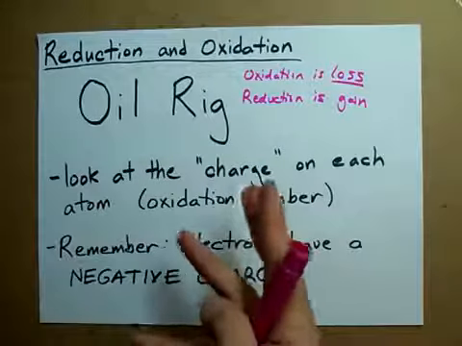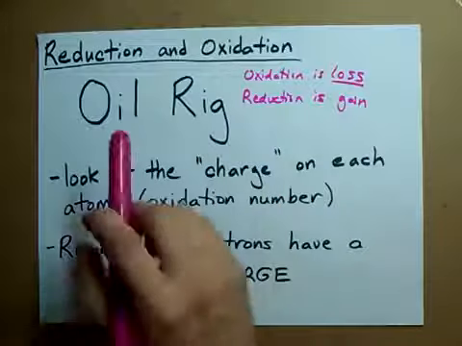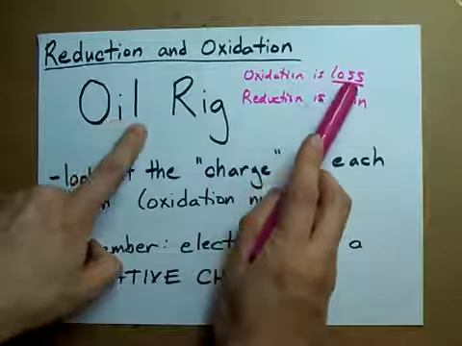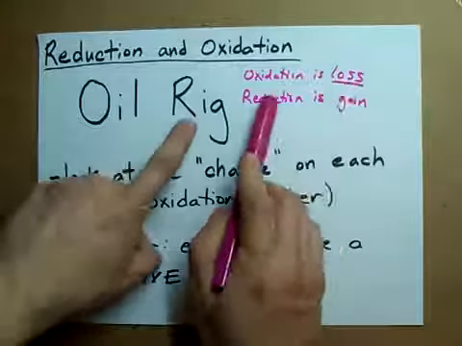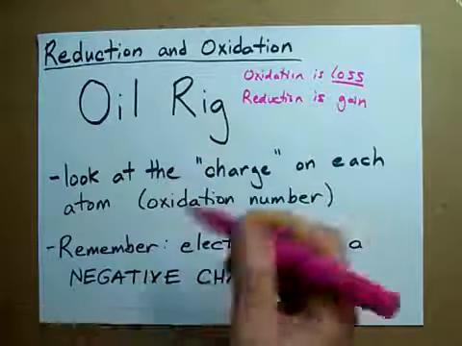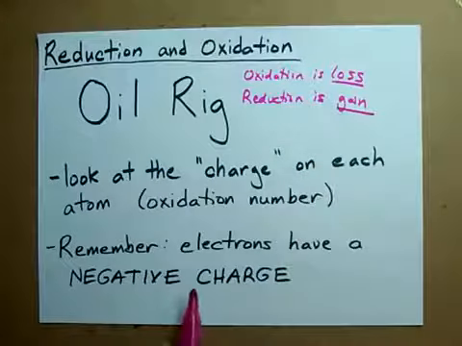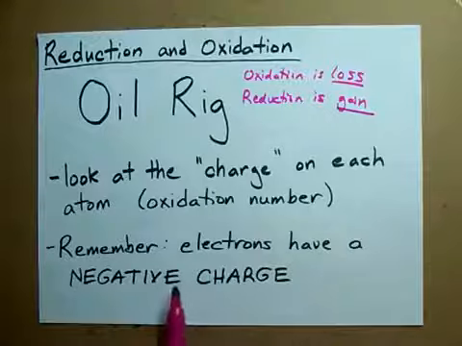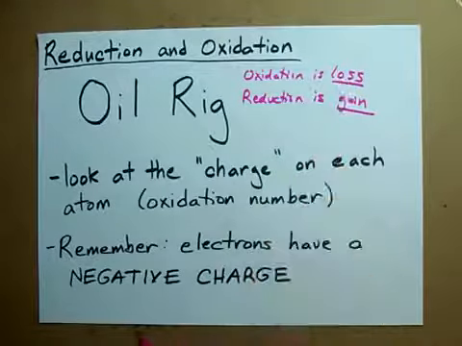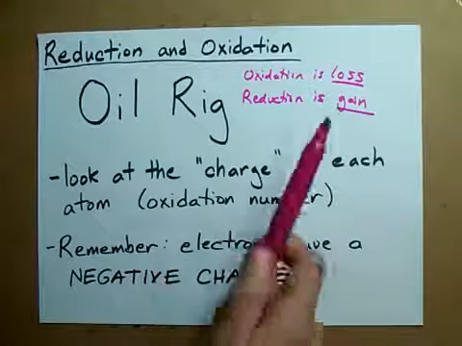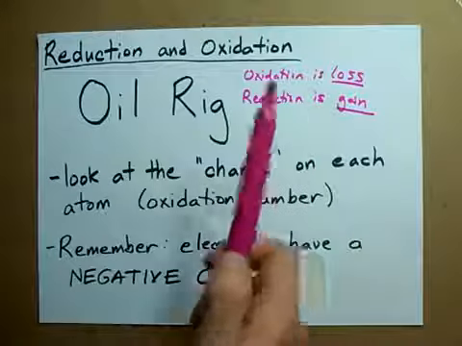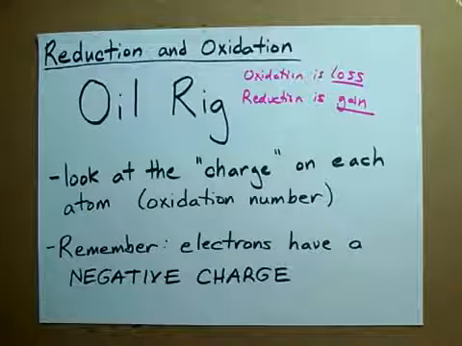Other teachers have other acronyms. I use this one because it clearly tells you that oxidation is a loss of electrons and reduction is a gain of electrons. Now remember, electrons have a negative charge. So if something's losing electrons, the charge is becoming positive. See, subtracting a negative. If you're gaining negative charges, your charge is going to get more and more negative.